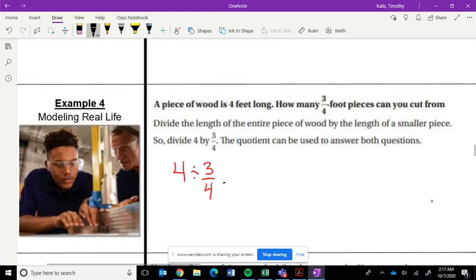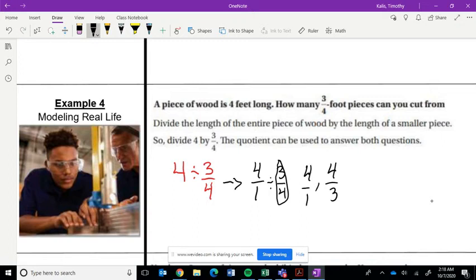4 is actually 4 over 1. Okay. And so our problem is really 4 over 1 divided by 3/4. Now, we also know that in order to divide fractions, we have to take the second fraction and find its inverse or its reciprocal. So we're going to take the reciprocal of 3/4, which is 4/3. And then we're going to multiply 4 over 1 times 4 over 3.